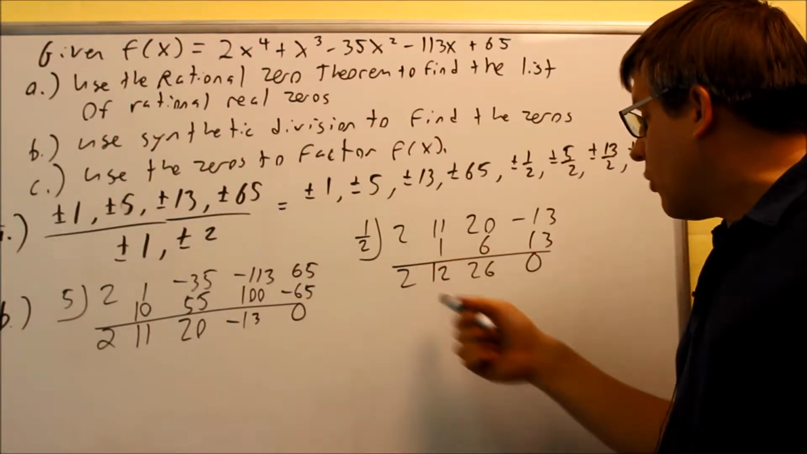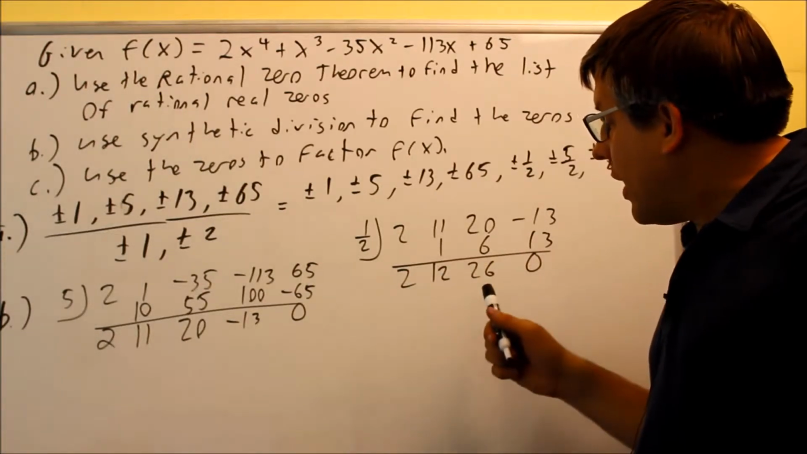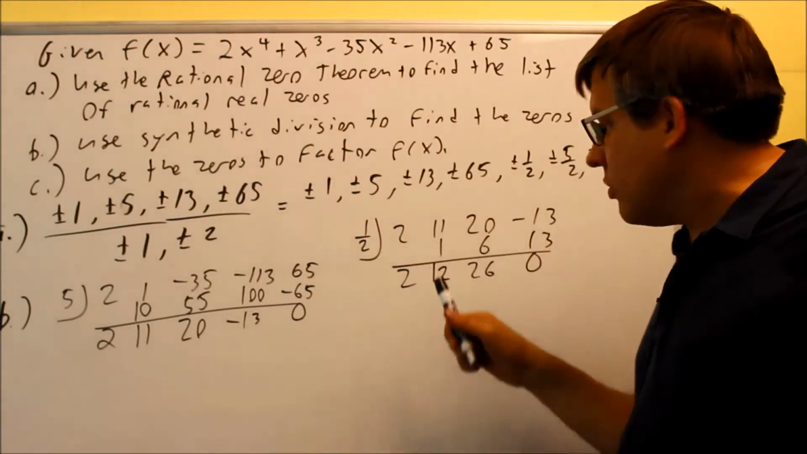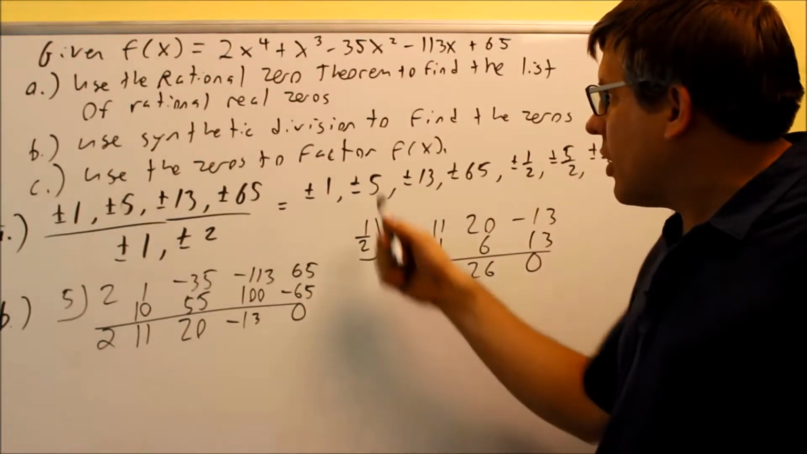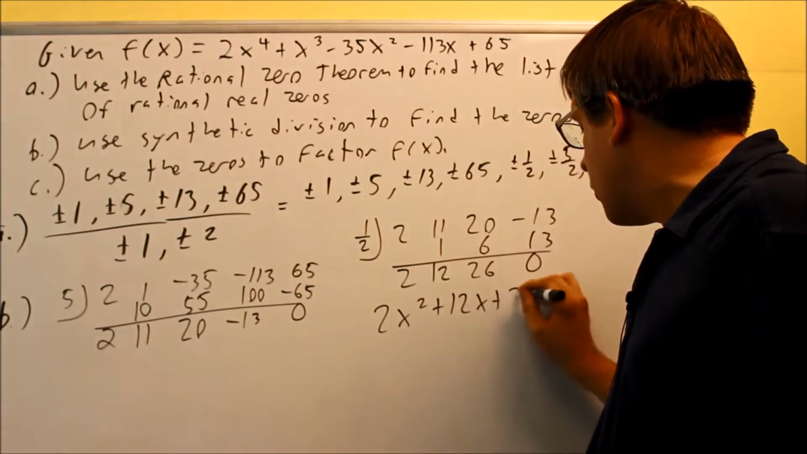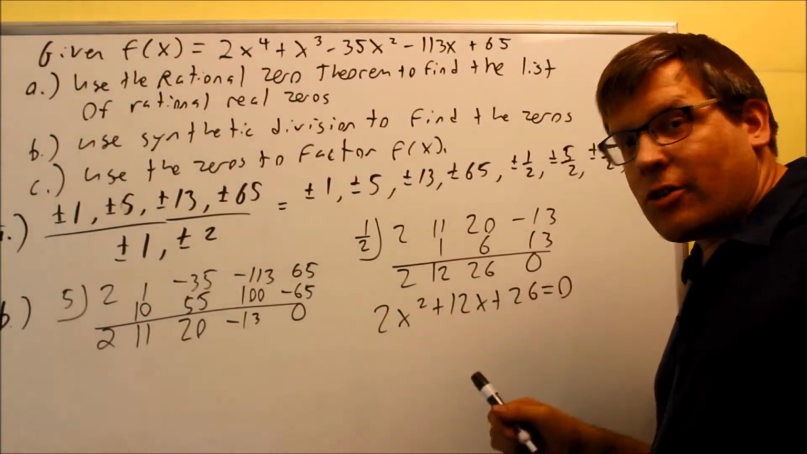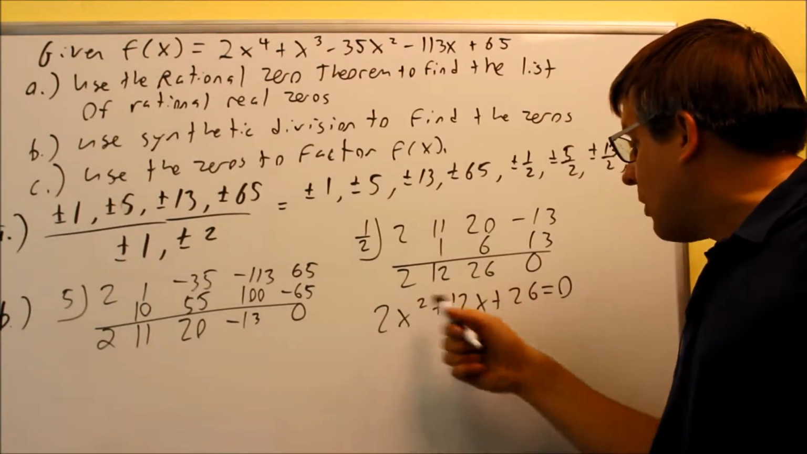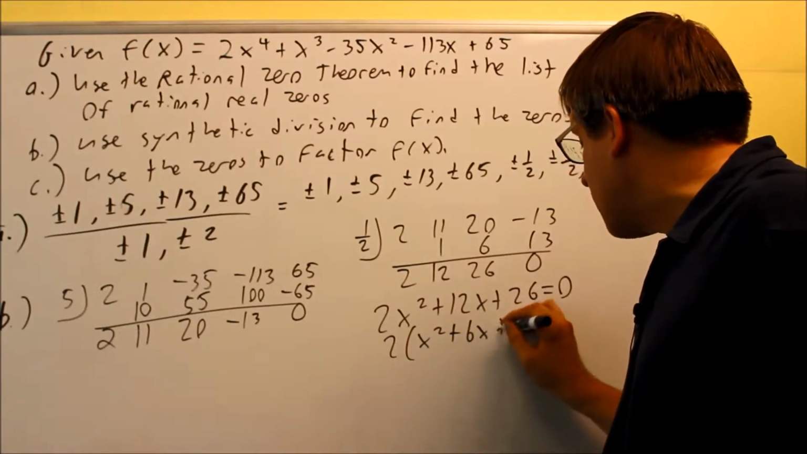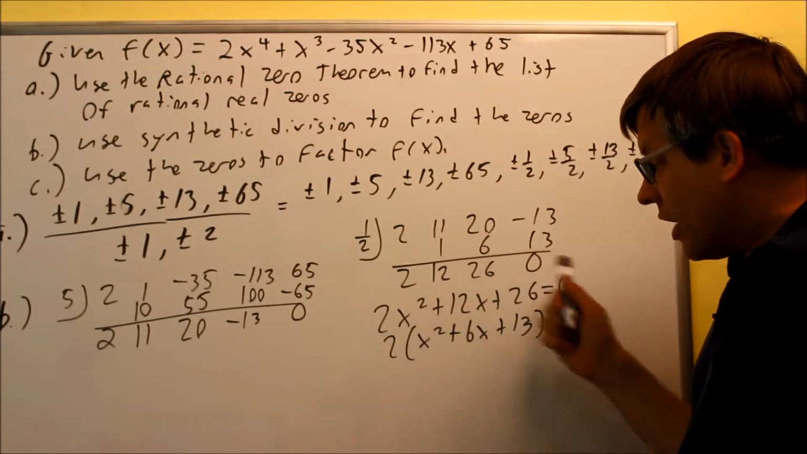Alright, so now what I have here, I want to turn into a polynomial. It was a fourth power. I'm taking it down to a square because I did synthetic division twice. So you get 2x squared plus 12x plus 26. That's going to equal 0. Now, as far as factoring is concerned, we do have a common factor we can pull out, so I'm going to pull out a 2, and you get x squared plus 6x plus 13, and we have that equal to 0.